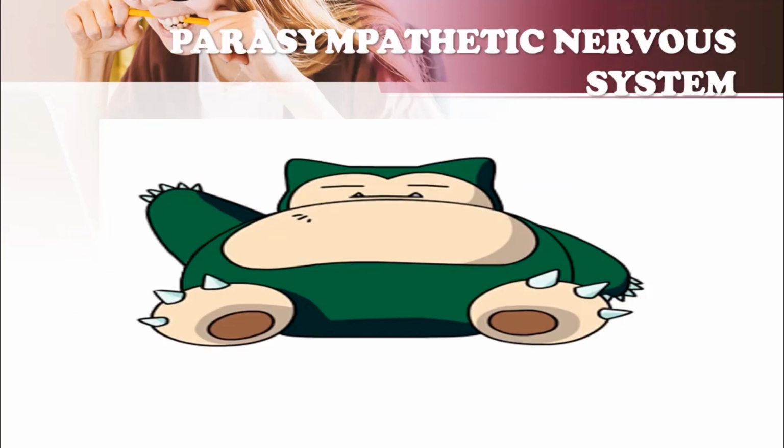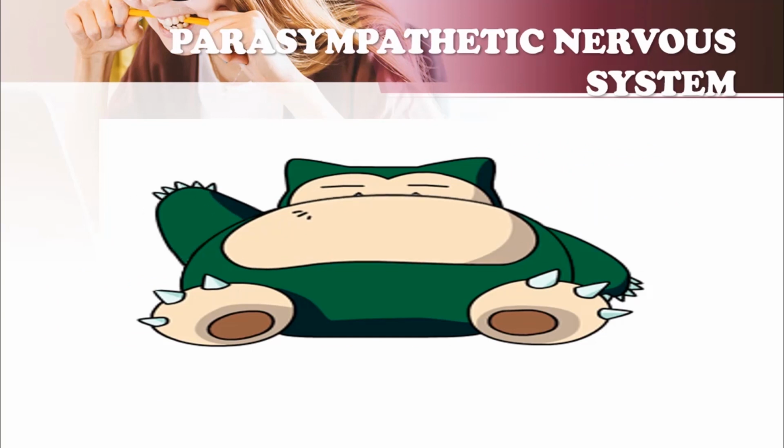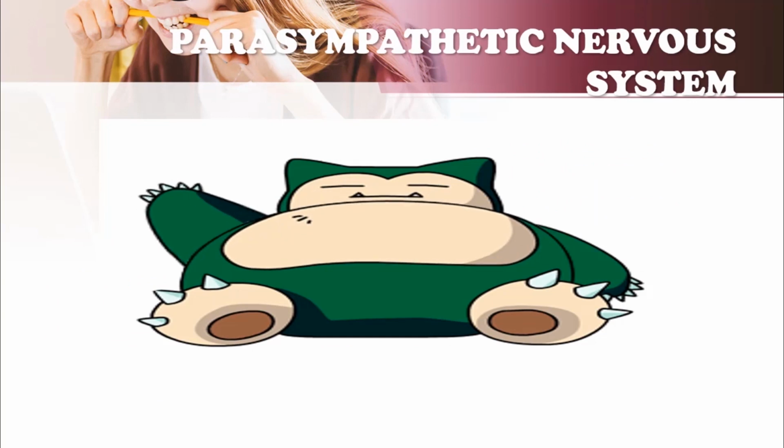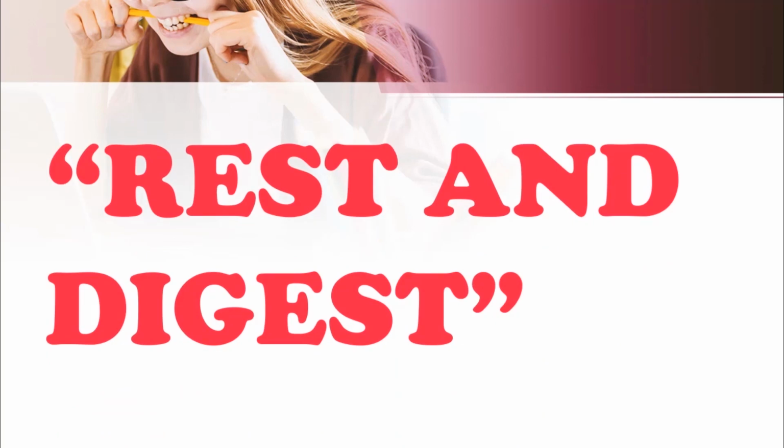Okay, so you have here the parasympathetic nervous system. Let's define what the parasympathetic nervous system is. As you can see, you have there Snorlax, and the Snorlax is resting. Yes, the Snorlax will remind us what the parasympathetic nervous system is all about. Your parasympathetic nervous system is also known as your rest and digest. So simply going back to Snorlax, he's just sleeping, he's just relaxing, and probably digesting all of the food that he had eaten for the whole day. Thus, the parasympathetic nervous system is your rest and digest.